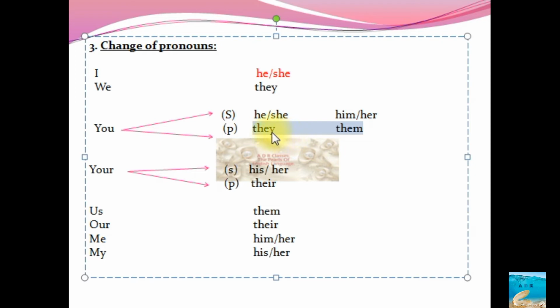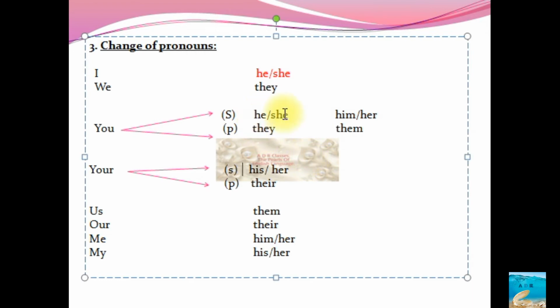Go to those videos on pronoun forms and see there, so you'll get a proper understanding of these places. For the subject place, he or she. For the object place, him or her.